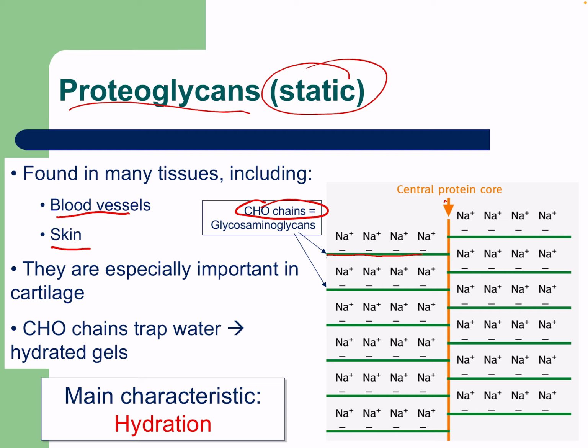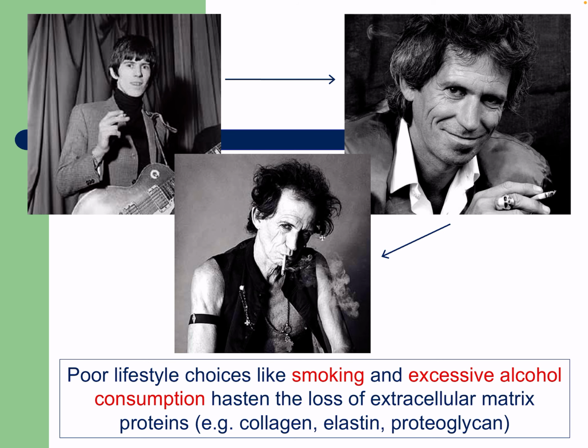Proteoglycans are especially important in cartilage and they form carbohydrate chains which trap water through a hydrated gel. This is where the glycosaminoglycans essentially allow it to keep that liquidy quality and absorb liquid. So again, it's mainly involved in hydration. I recommend you look up some stuff about glycosaminoglycans. It's really quite interesting.